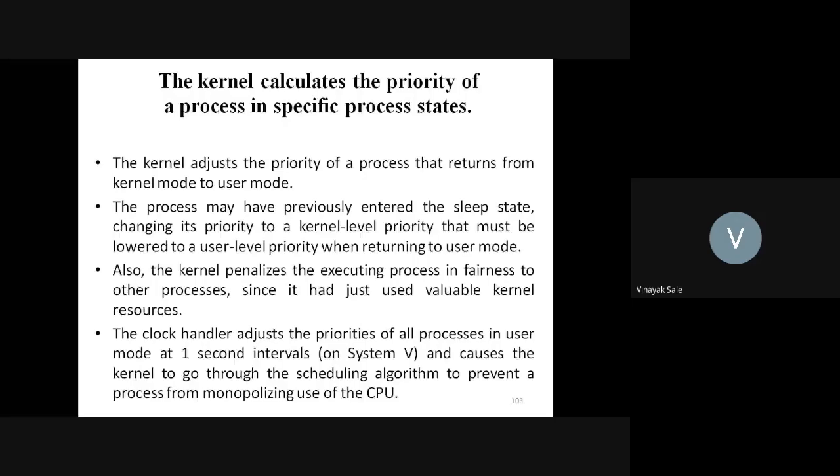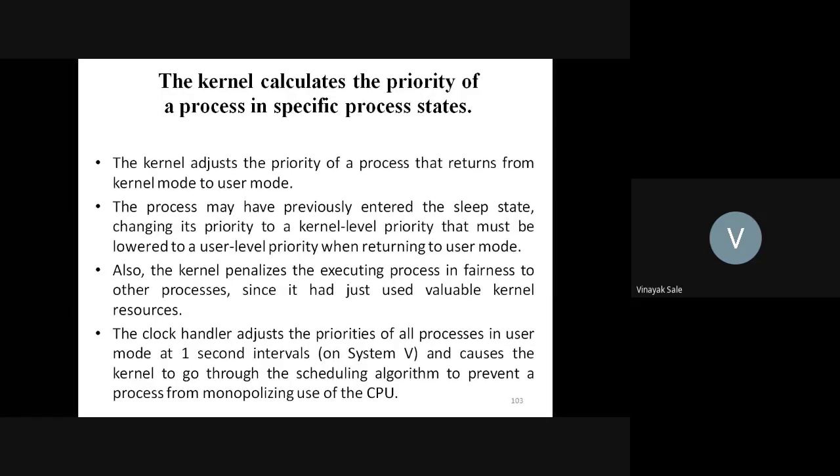The kernel adjusts the priority of a process that returns from kernel mode to user mode. The process may have previously entered the sleep state, changing its priority to kernel level priority.